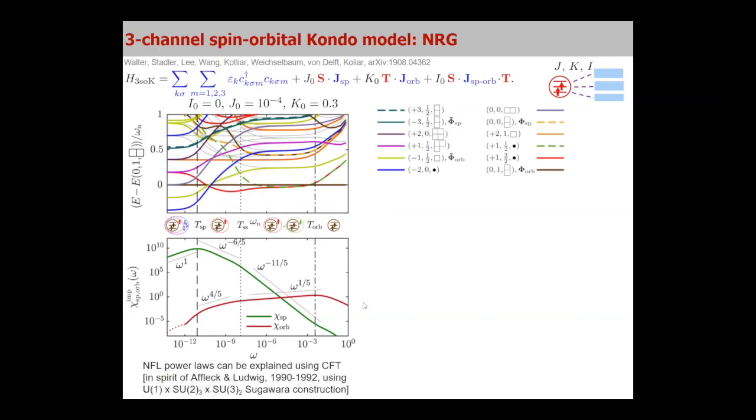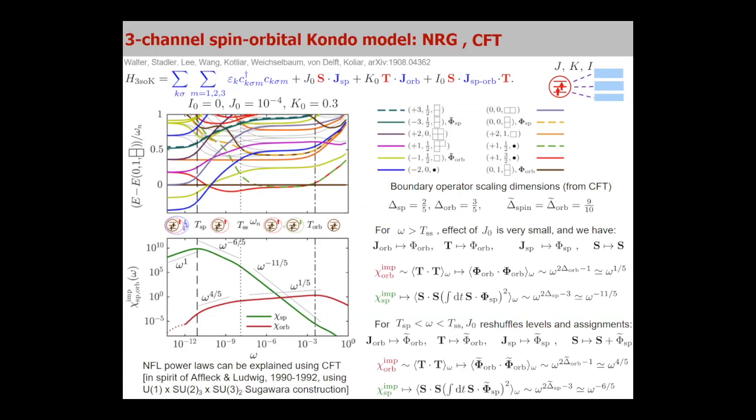Now, interestingly, these spin and orbital susceptibilities follow well-defined power laws in this regime, very strange power laws with weird exponents. And it turns out one can understand all of these exponents by referring to methods of Affleck and Ludwig. If I had 5 more minutes, I would explain that in more detail, but let me just flip through it. The general argument is that each of these energy levels is associated with a boundary operator at the fixed point, which has a well-defined scaling dimension that you can compute. From these boundary operator scaling dimensions, using very simple scaling arguments, one can rationalize all these exponents.